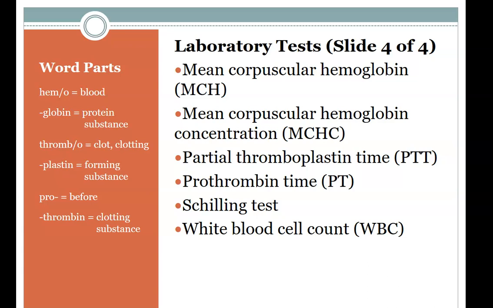And the word parts: hemo is blood, globin is protein substance, thrombo is clot or clotting, plastin is a forming substance, pro is before, and thrombin is clotting substance.